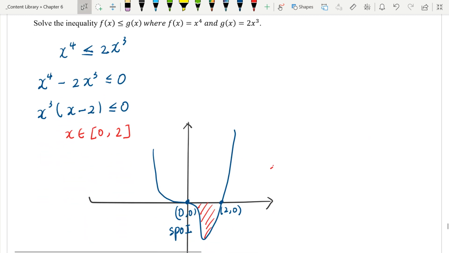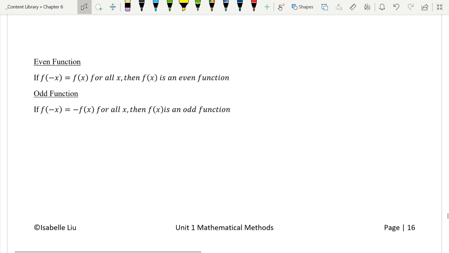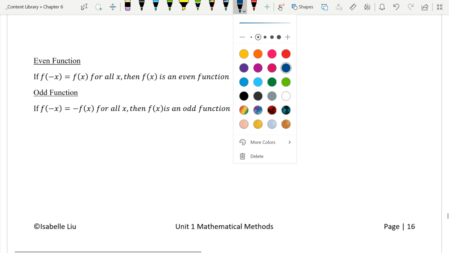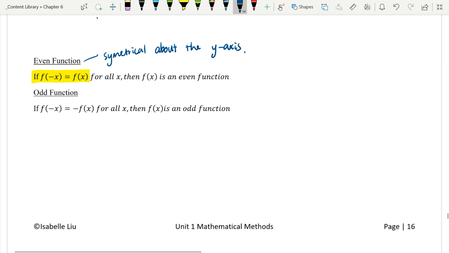And let's go to the previous page, please. Okay, here. Even function and odd function. Just write two explanations next to it. So what is an even function? The actual definition, like the formula, the proof, is f(-x) equals f(x). I will show you this later. But graphically, if you look at the graph, an even function is symmetrical about the y-axis.